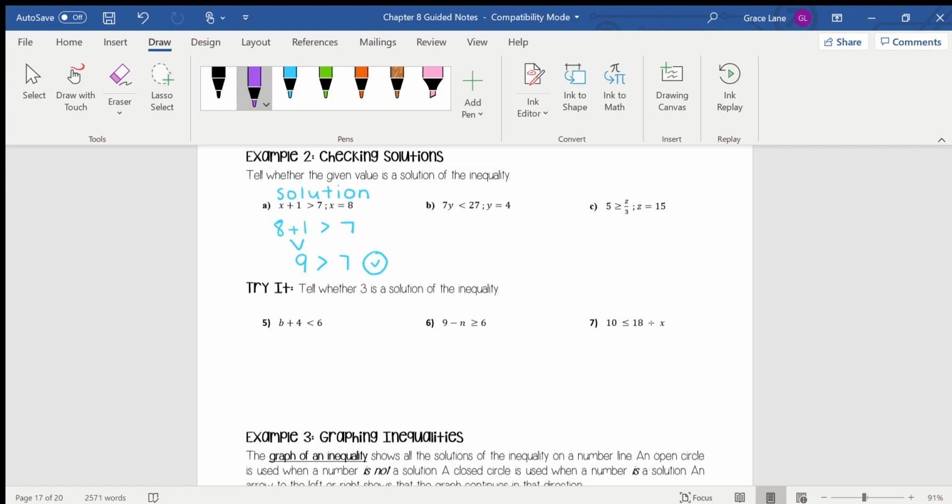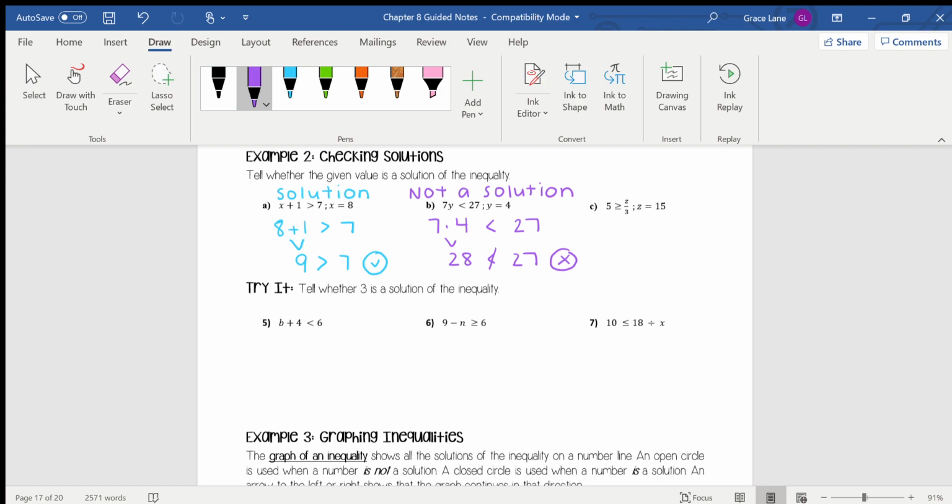Okay, letter B. 7y means 7 times y is less than 27 when y equals 4. So plug in 4 for y. So instead of 7 times y, now it'll say 7 times 4 less than 27. Is this true? 28 less than 27? You should say no. You can draw a little line through that, which means not equal to, and you would say it is not a solution because that didn't work.